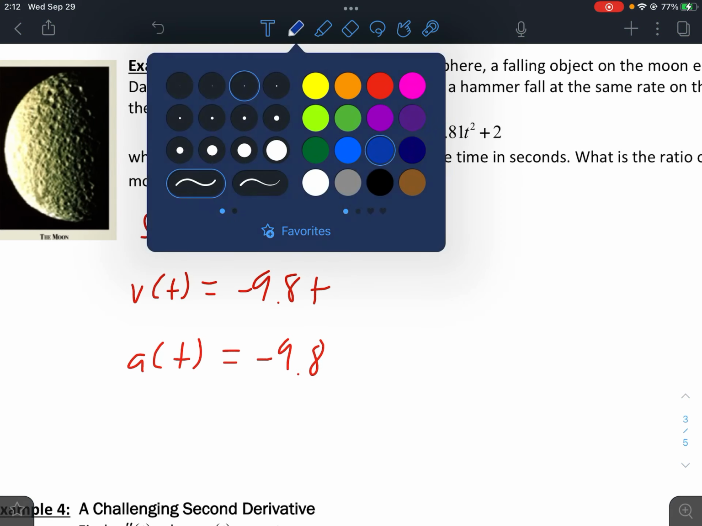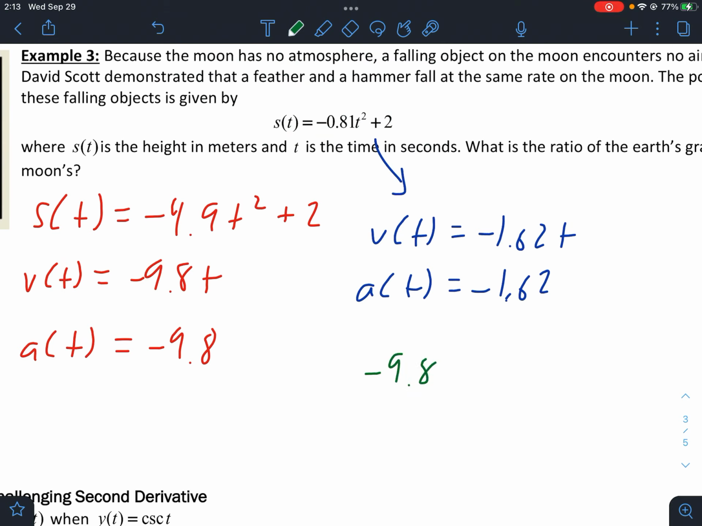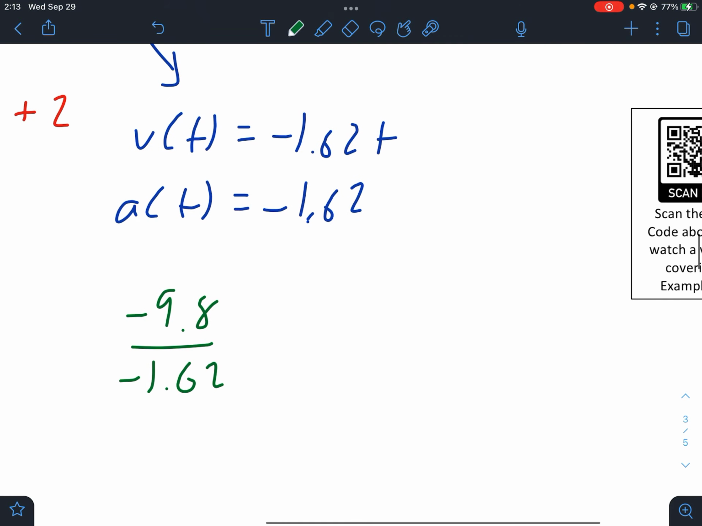Now on the moon, the position function is given right here. All right, now our velocity would be negative 1.62 t, and our acceleration would be negative 1.62. So the question asks, what's the ratio between them? So the ratio of Earth to the moon gravitational pull, you can put that into your calculator as well. It's going to give us a number that's a little bit bigger than 6.049. What does that mean? That means that the Earth's gravitational pull is about 6 times as strong as that of the moon.